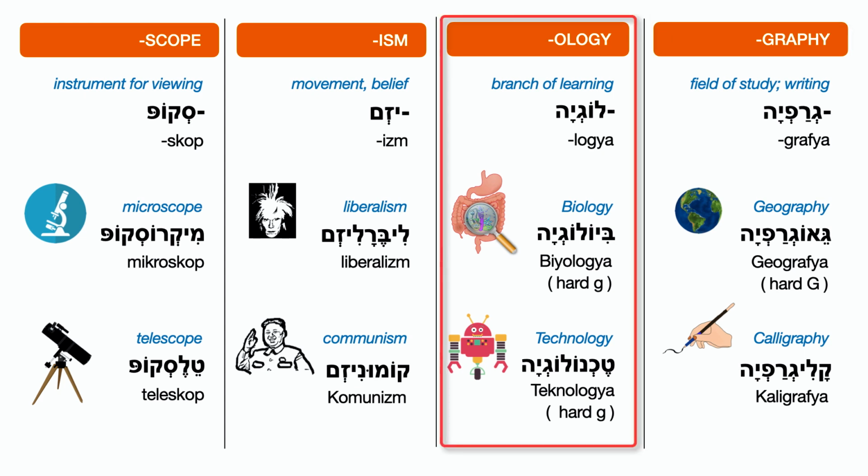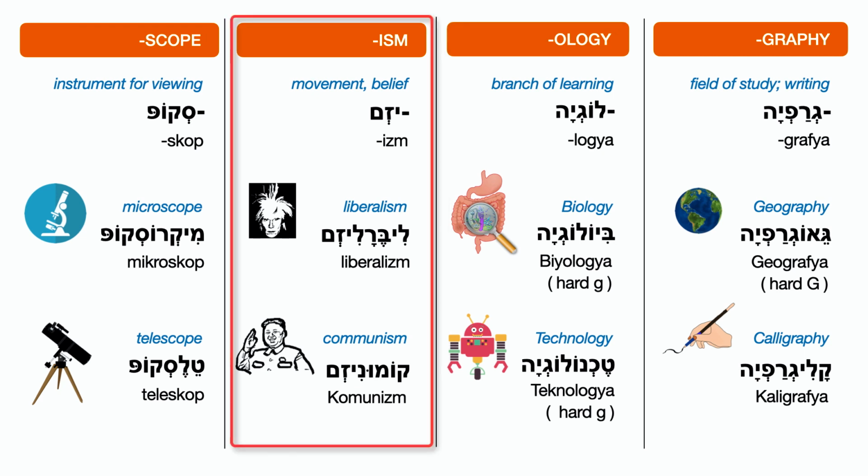Now, the suffix ology in English, which refers to a branch of learning, is pronounced as logia in Hebrew. So to say biology, we say biologia. And to say technology, we say technologia.